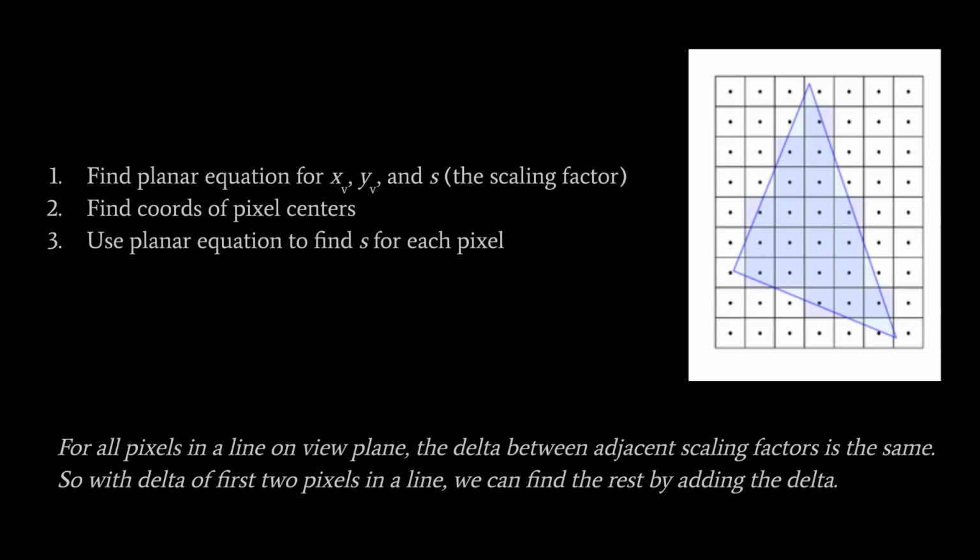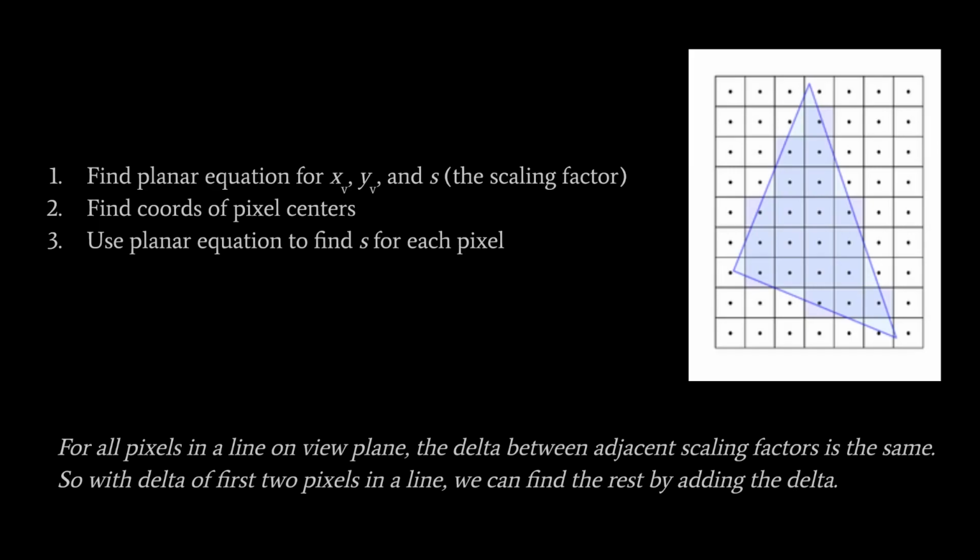And because we've said there's a linear relationship between the viewplane coordinates and the scaling factors, if I have 2 adjacent pixels, I know what their scaling factors are. I get the delta between them, and then I can just use that delta to fill in the rest of the pixels in the row or column.